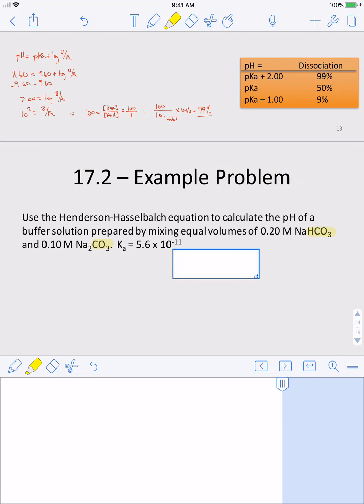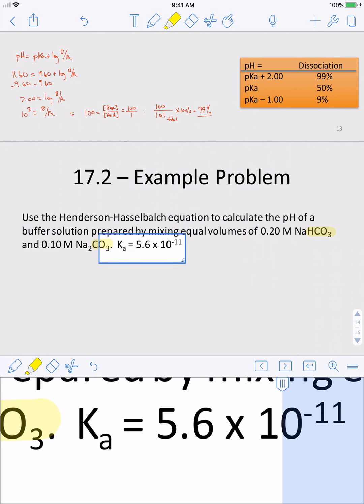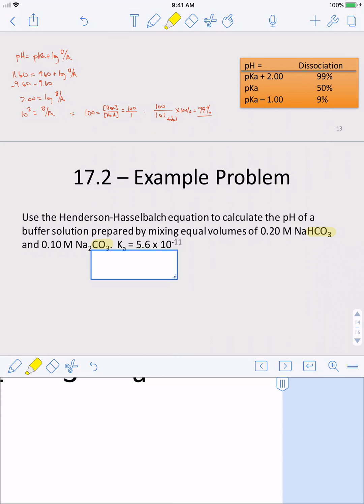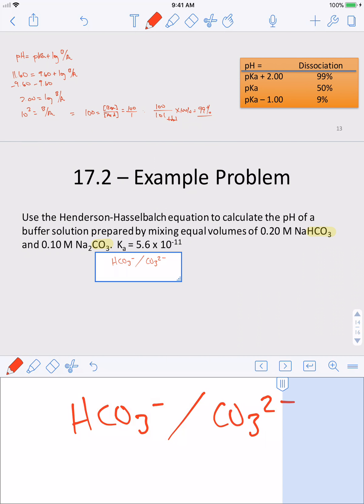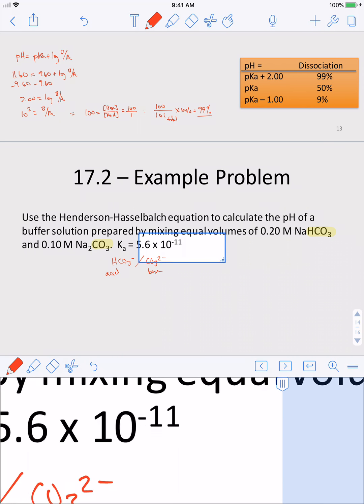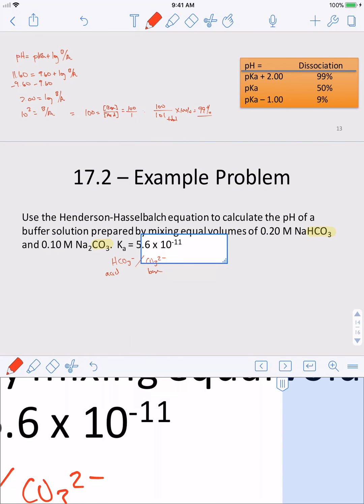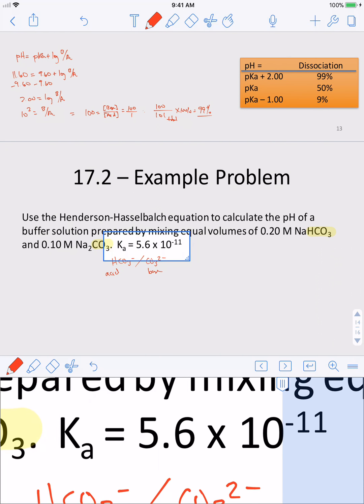And so now we've got to think about these two, HCO3 minus and CO3 2 minus. All right, so these differ by a single proton. The one with the proton is going to be the acid, and this one is going to be the base. Okay, we're told the Ka for this. The Ka here is 5.6 times 10 to the minus 11. This is really the Ka2, if we're getting technical about it.